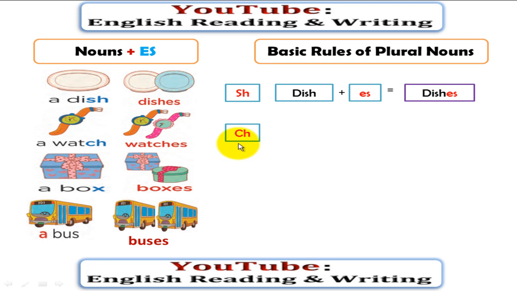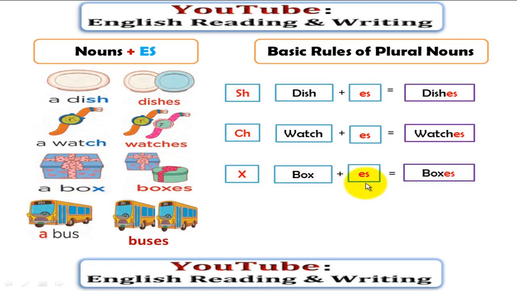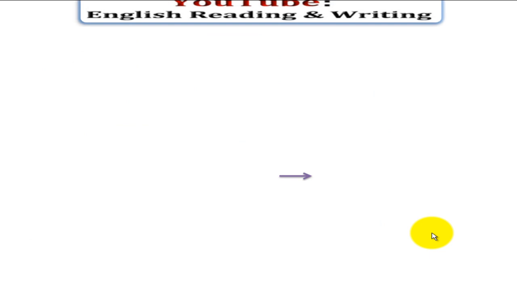With words that end in CH, like watch, we only add ES. Then we have the plural, watches. With words that end in X, like a box, we only add ES to have the plural, boxes. And with words that end in S, we only add ES to have the plural noun, buses. These are the rules.